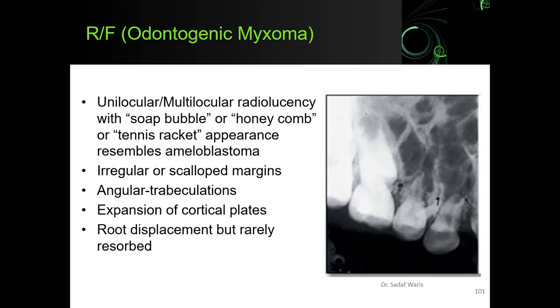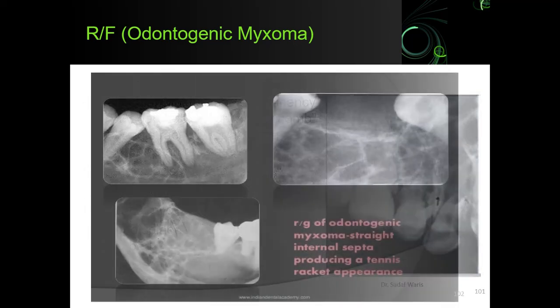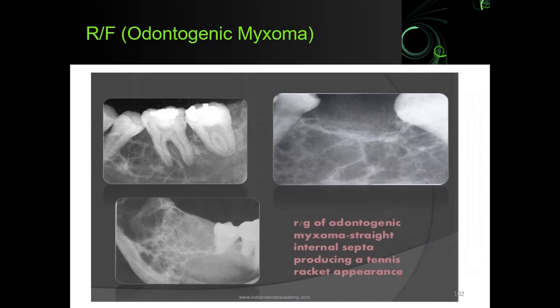The soap bubble and honeycomb appearance is exactly like that of the ameloblastoma you may recall from my last lecture. This lesion may cause expansion of the cortical plates. They may displace the adjacent root, but resorption of root is usually not seen with this lesion. In another radiographic picture, you may see straight internal septa producing the tennis racket kind of appearance. It is said that if you find at least two straight septa within a suspected odontogenic myxoma radiographic picture, this is a diagnostic point.